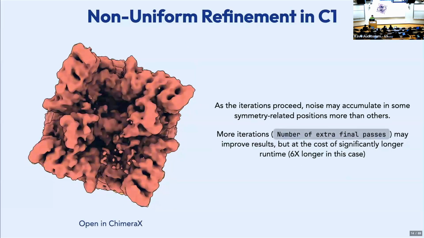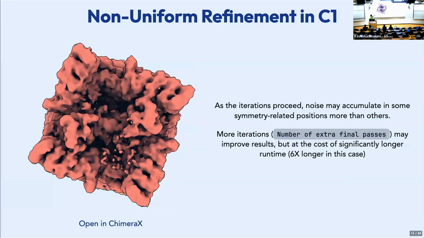So if we give it more iterations, right? I told you that we stop a refinement when the map stops changing. That is not entirely true. We stop a refinement when the GSFSC stops changing. That doesn't necessarily mean that the map has stopped changing. It just means that the Fourier shell resolution has stopped improving, okay? It might be that the particles are still moving between these symmetry-related poses quite a bit.